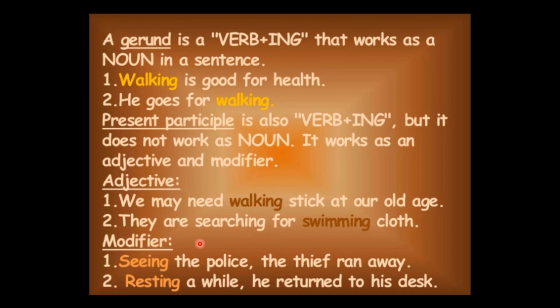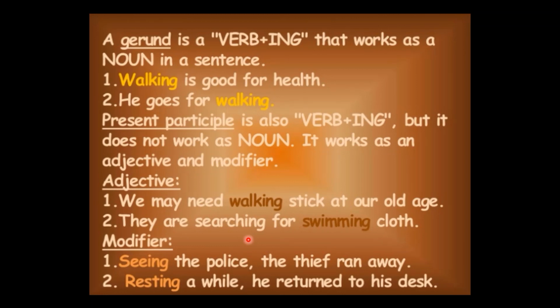So a present participle can also be used as a modifier. Modifier means the condition of that subject, what he was doing when you see him. For example: seeing the police, the thief ran away. Resting a while, he returned to his desk. Likewise, I saw a girl cheating in the class. I saw him running in the ground. So all these can be modifiers, and these are present participles used as adjectives.